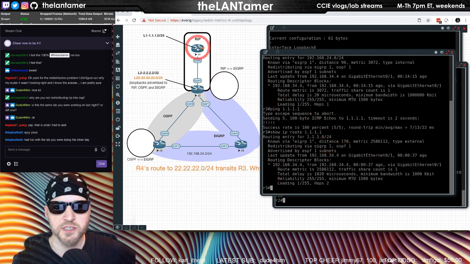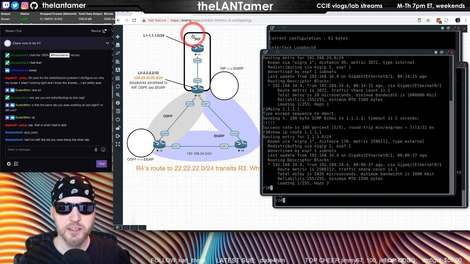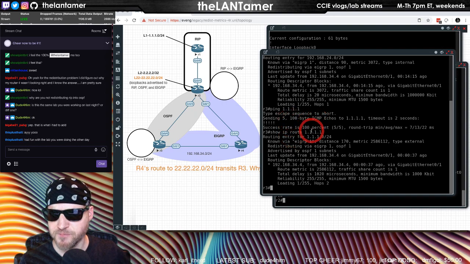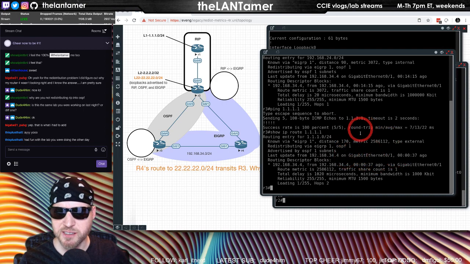Okay, yeah, so this router 3 can now get here, but he's going the long way around, right? Because router 2 is not really advertising this to router 3. We're not doing redistribution. We don't have a circle over here, right? So there's a couple different ways to solve that.